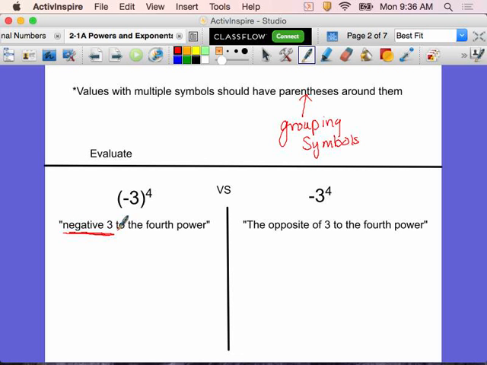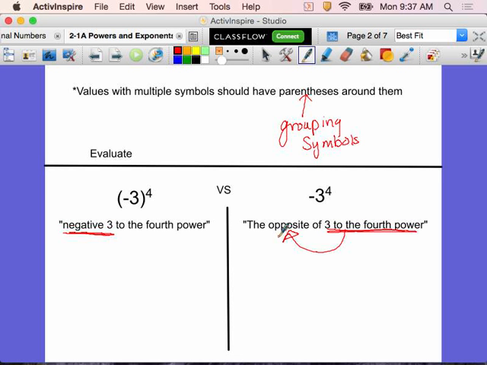Over here, I read each symbol. So the opposite of 3 to the 4th power. That means, since it says opposite of, I need to do 3 to the 4th power first so that I can find the opposite. So it's kind of doing this reversal, and that's quite a big difference.